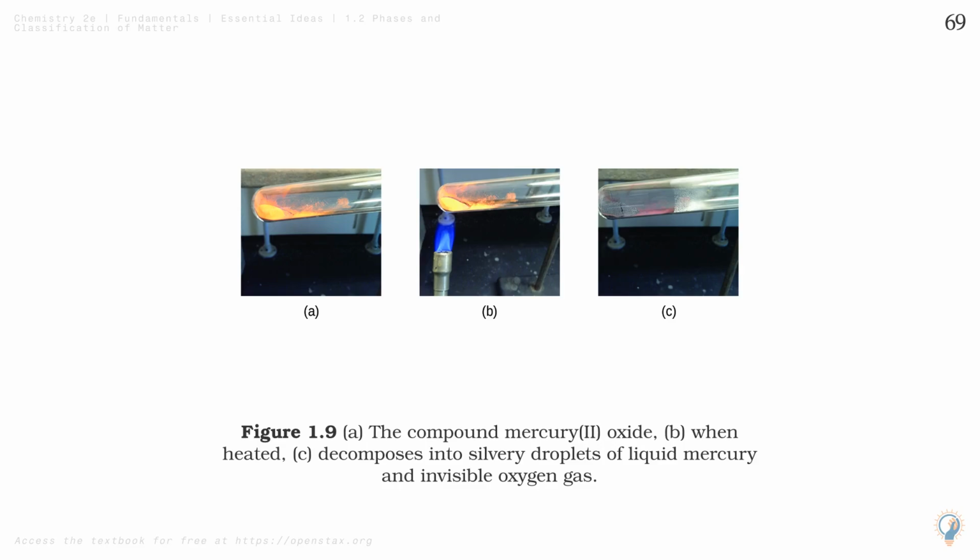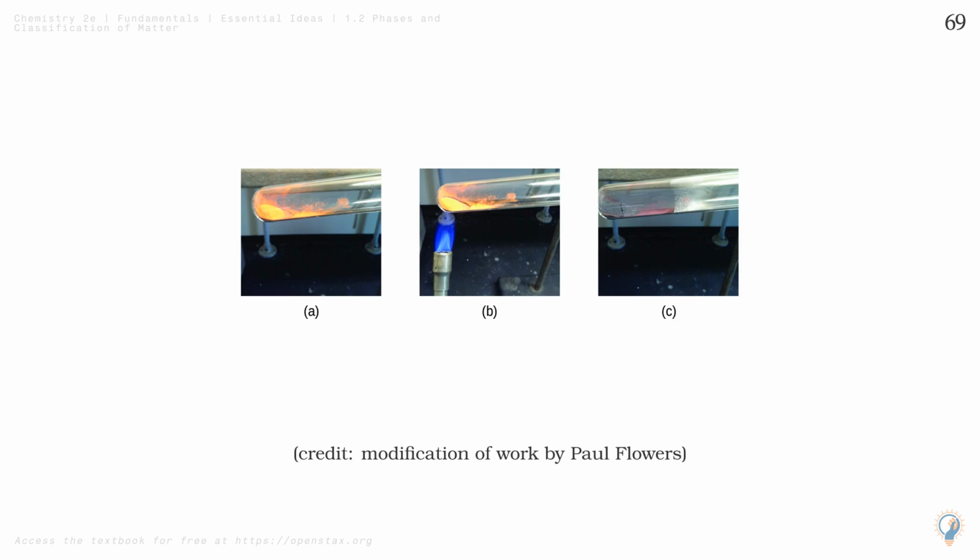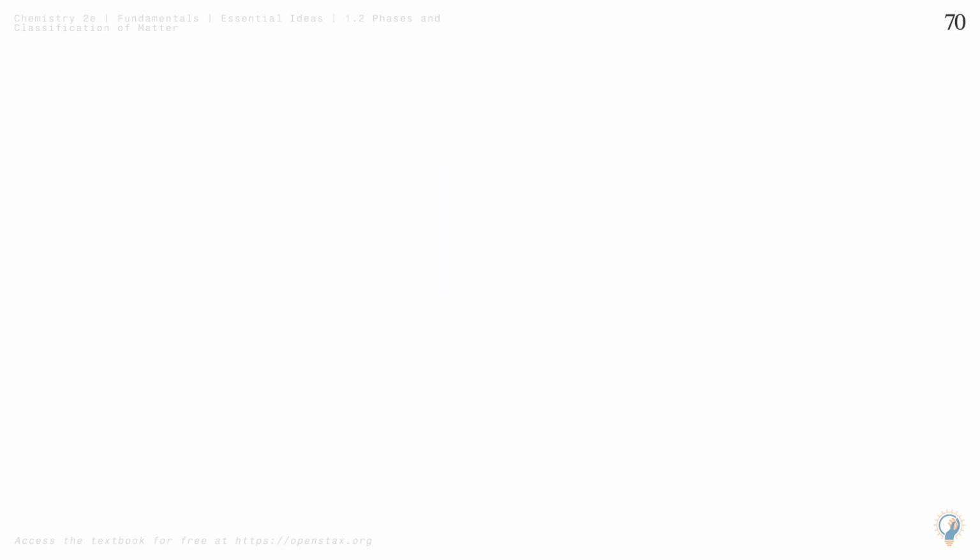Figure 1.9. A. The compound mercury(II) oxide, B, when heated, C, decomposes into silvery droplets of liquid mercury and invisible oxygen gas. Credit: Modification of work by Paul Flowers.